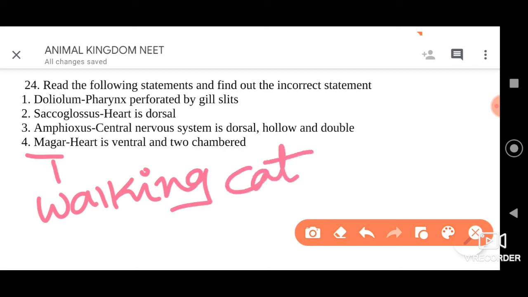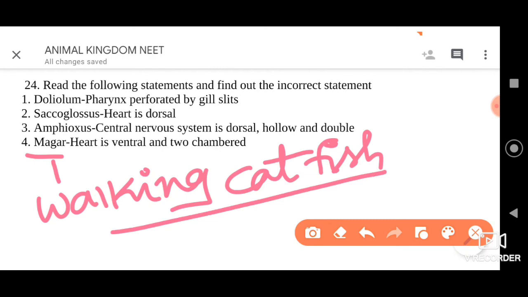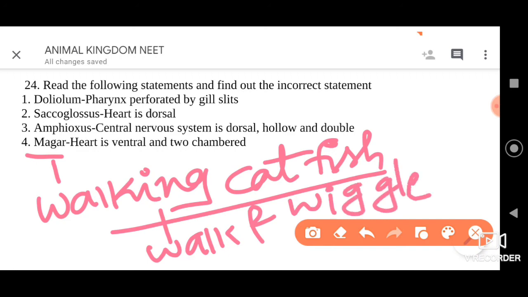Alright, so it is a species of freshwater fishes. And why are they called walking catfish? Because they have the ability to walk and wiggle across dry land. They walk and wiggle across the dry land.